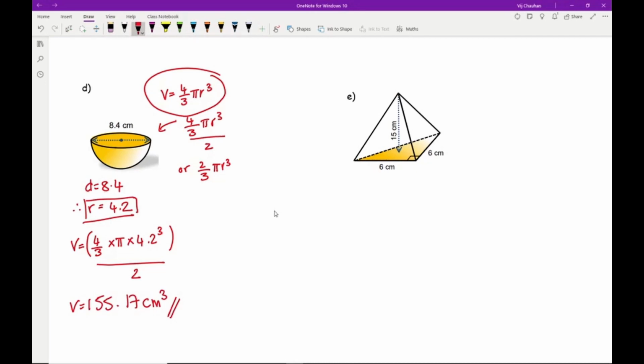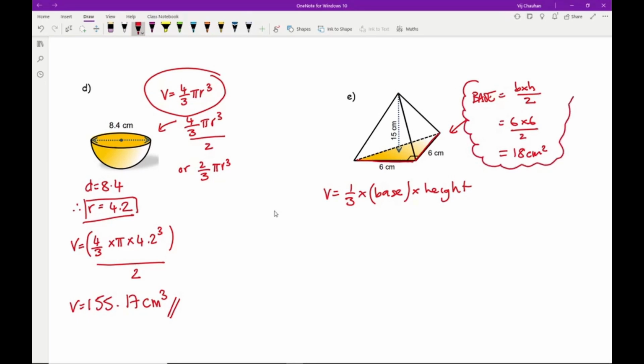And then finally for E in this particular question, here we've got a triangular base pyramid. So again, V equals a third times the base times the height. Now the base of this particular pyramid is a triangle, so that's base times height divided by 2. Although it may not look like it, because it's a right angle triangle, the height of the triangle is 6, and the base of that triangle is also 6, so that's going to be 6 times 6 divided by 2, which gives me 18 centimetres squared. So in terms of my base, I'm just going to use the number 18.